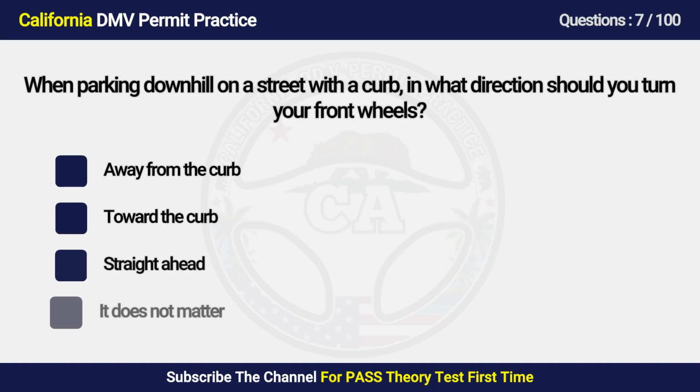Question 7. When parking downhill on a street with a curb, in what direction should you turn your front wheels? A. Away from the curb. B. Toward the curb. C. Straight ahead. D. It does not matter.